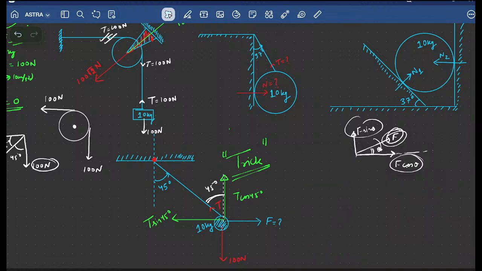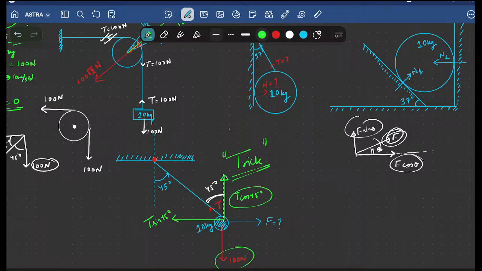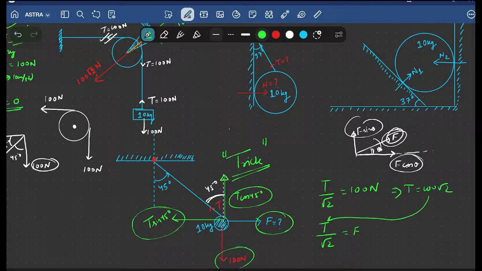Now understand carefully. This T cos 45 must be balancing this 100 Newton. So I can write T cos 45, cos 45 is 1 by root 2. It becomes T by root 2 is equal to 100 Newton. And this T sine 45 must be balancing F. So T sine 45 is again T by root 2, which is equal to F. So here you will get T as 100 root 2. And if you put this 100 root 2 here, then it will become 100 root 2 by root 2. Directly you can see that the LHS is the same, then the RHS must also be the same. So F is 100 Newton, right?